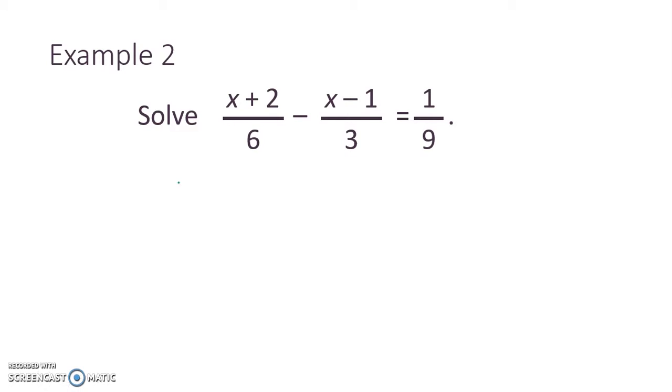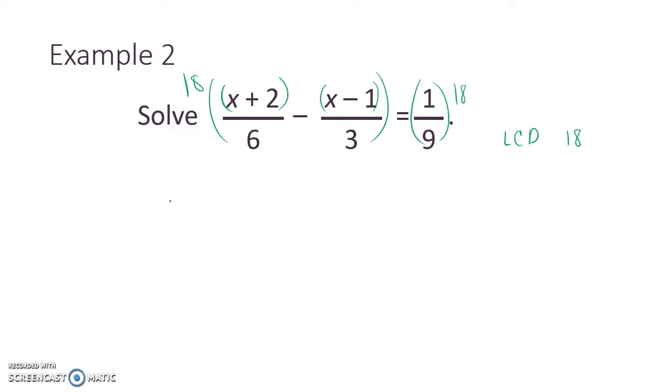So for example 2, we have the quantity of x plus 2 over 6 minus the quantity of x minus 1 over 3 equals 1/9. So first we need to go ahead and eliminate our denominators. So what is the least common denominator? Our least common denominator is 18. So we're going to multiply each side of our equation by 18.